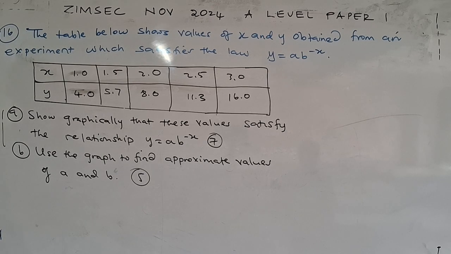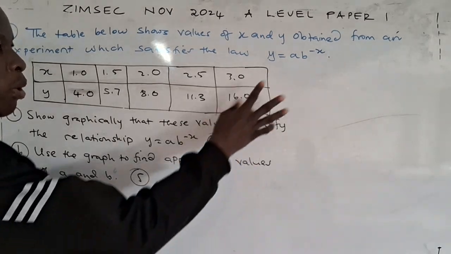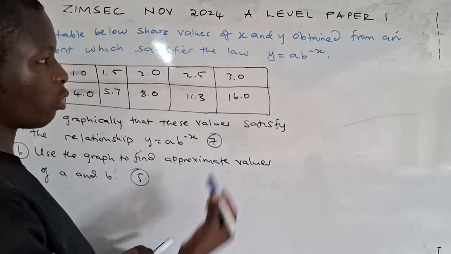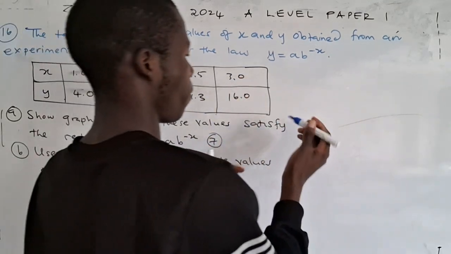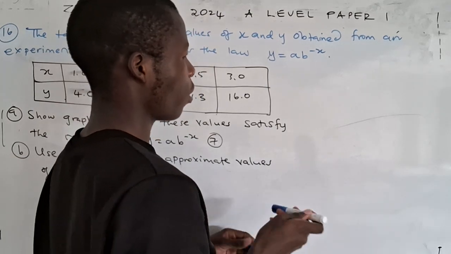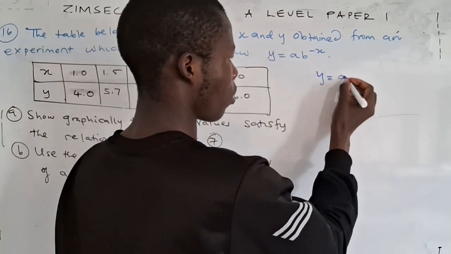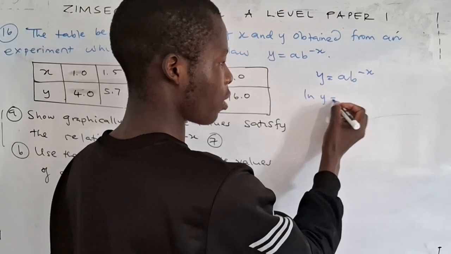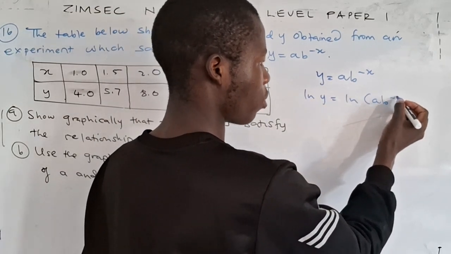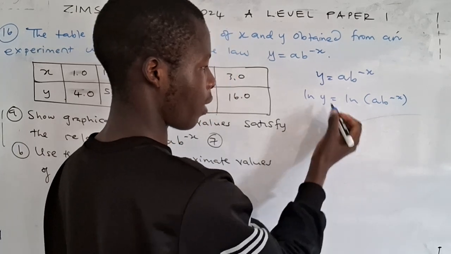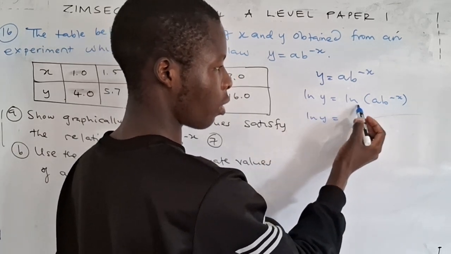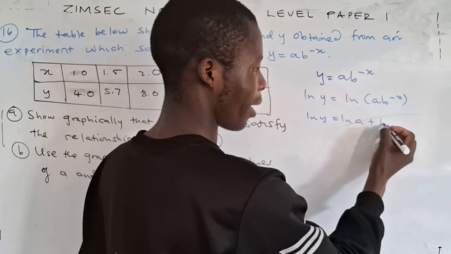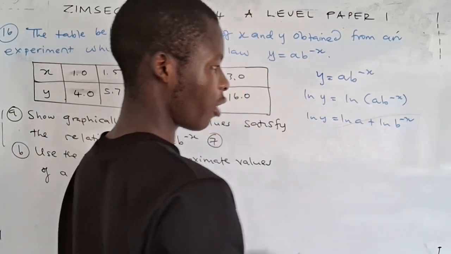So you should model this as the equation of a straight line. You should reduce this. How? I have y is equal to ab to the power negative x. You introduce ln y is equal to ln of ab to the power negative x. Here you apply the laws of logarithms. This means ln a plus ln b to the power negative x.